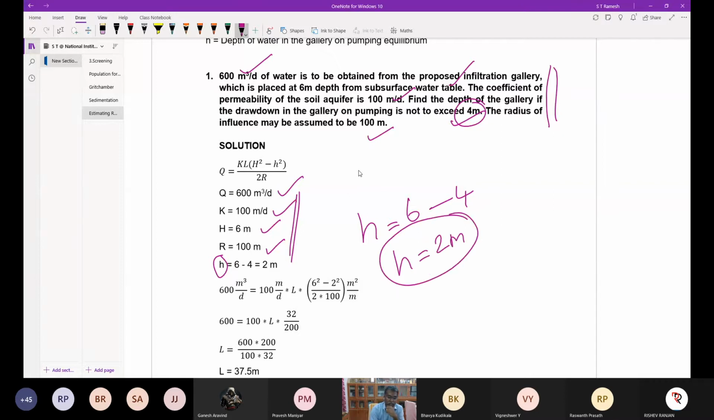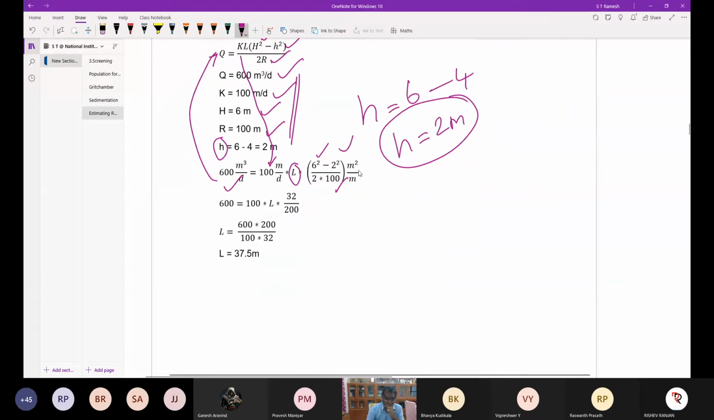All others are direct substitution. 600 meter cube per day is equal to K, that is 100 meter per day, into L. L is an unknown value because it has been asked to calculate the length of the gallery. H is equal to 6 meter, small h is equal to 2 meter, and the radius of influence is equal to 100 meter, and thereby you can calculate the length of the gallery as 37.5 meter. Is it okay?